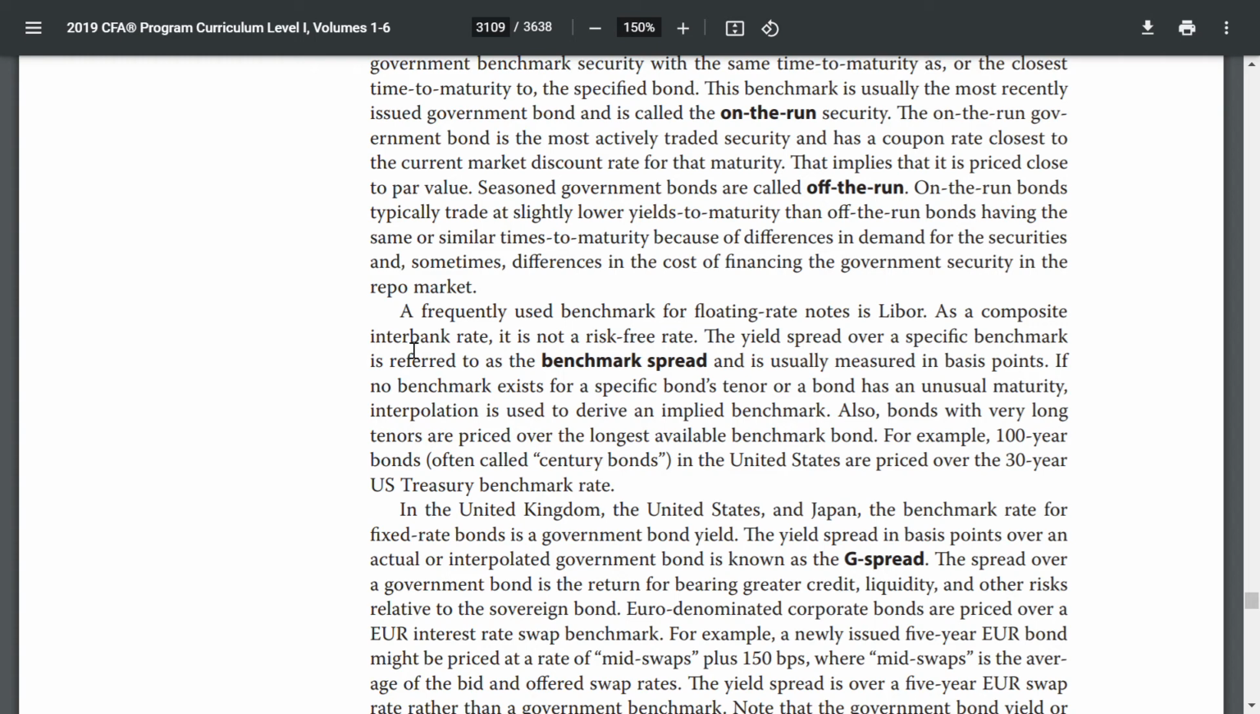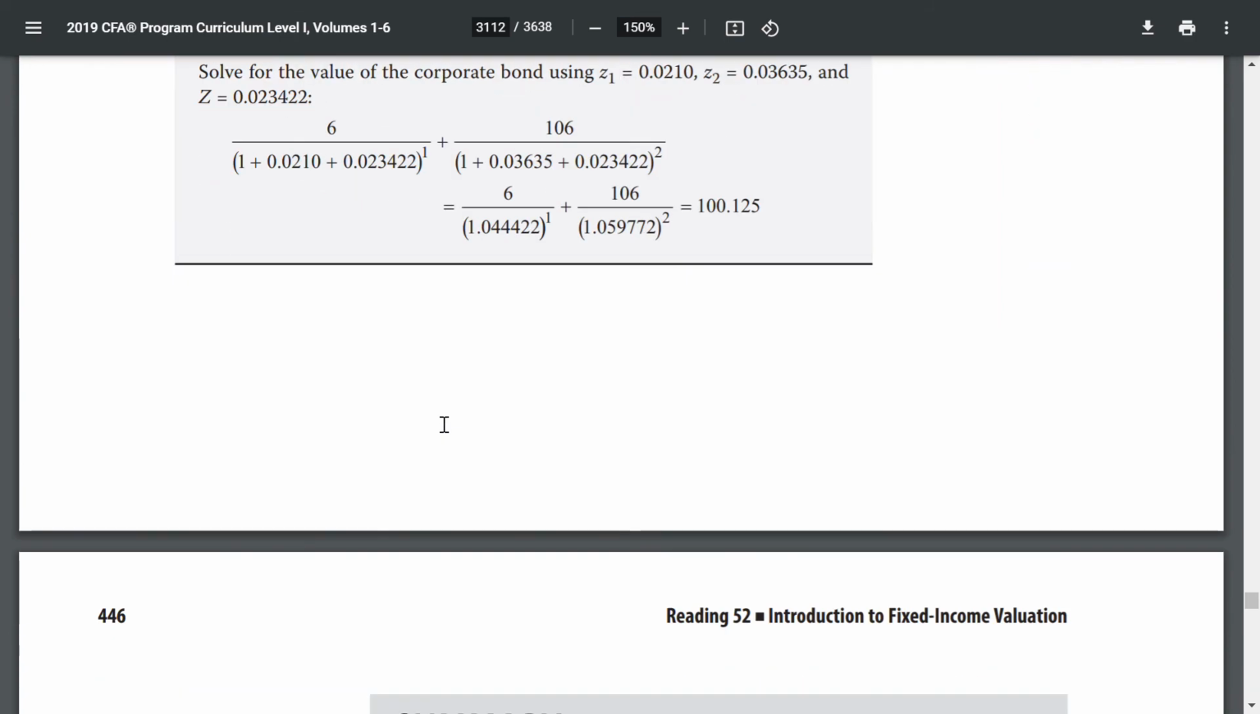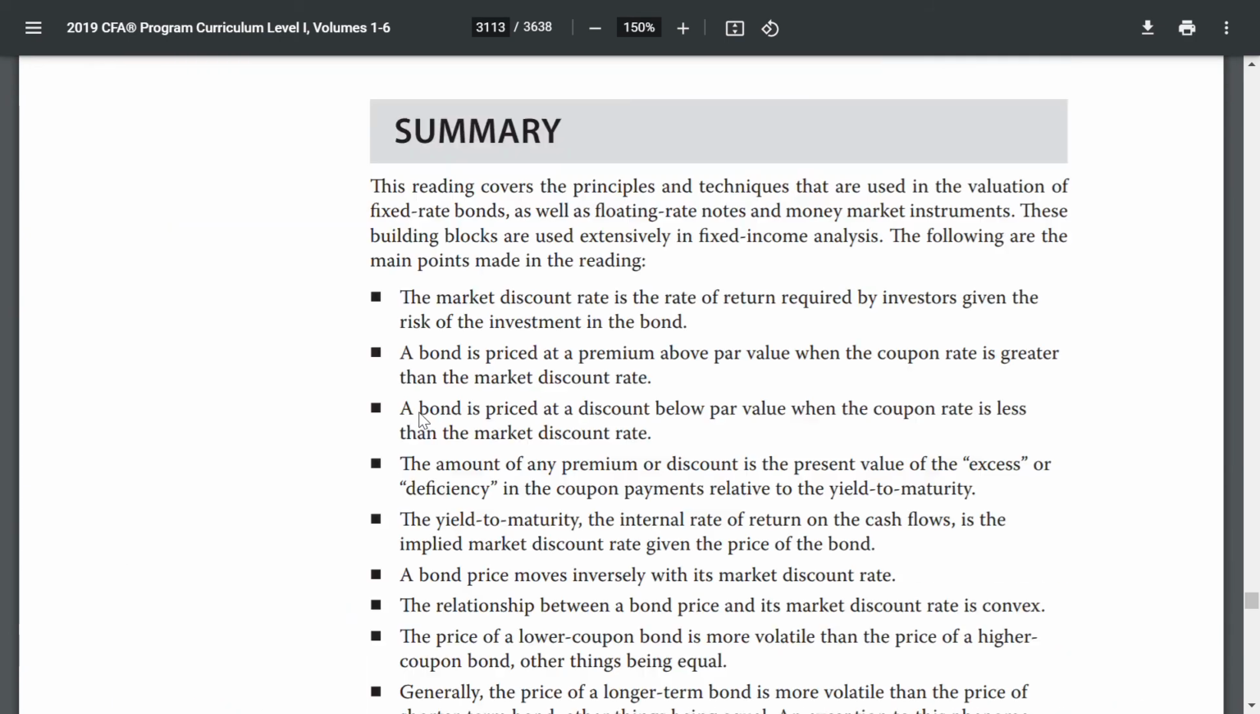If no benchmark exists for a specific bond's tenor, or a bond has an unusual maturity, interpolation is used to derive an implied benchmark. Also, bonds with very long tenors are priced over the longest available benchmark bond. For example, 100-year bonds, often called century bonds in the U.S., are priced over a 30-year U.S. Treasury benchmark rate. Yield spread calculations. Summary.